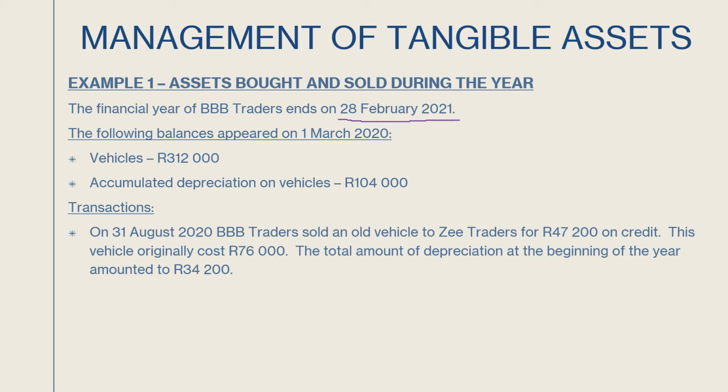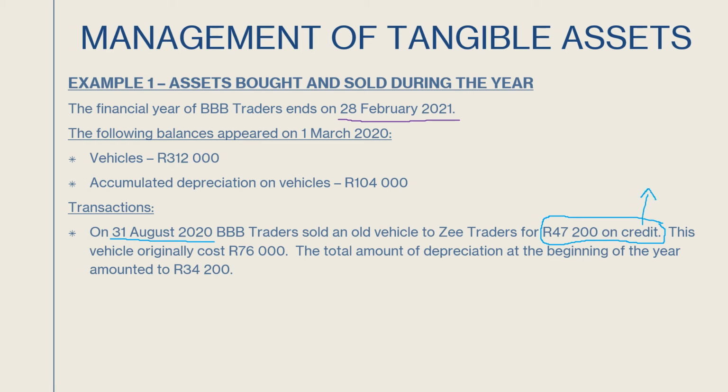The date is important. When did we dispose of this asset? On the 31st of August 2020. It is after the financial year started. The financial year started on the 1st of March and we sold this vehicle on the 31st of August. We sold it and the amount that we received was 47,200. But we sold it on credit, so this is important as well.